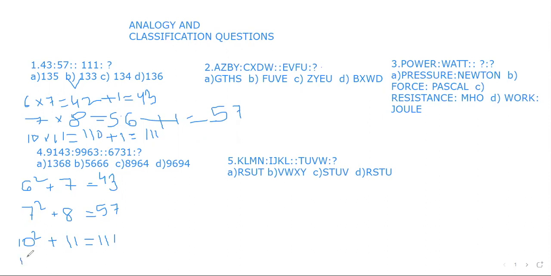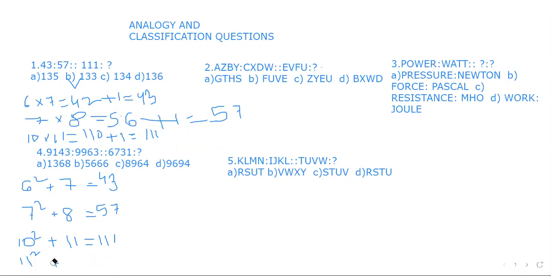After 10, what should you write? 11. But you have to square it. 11 square plus 12, consecutively. How much is it coming to? 11 square is 121. 121 plus 12 is 133. So this is how we can solve this particular problem. I have given you two methods of solving this problem. It's up to you in what way you do it.